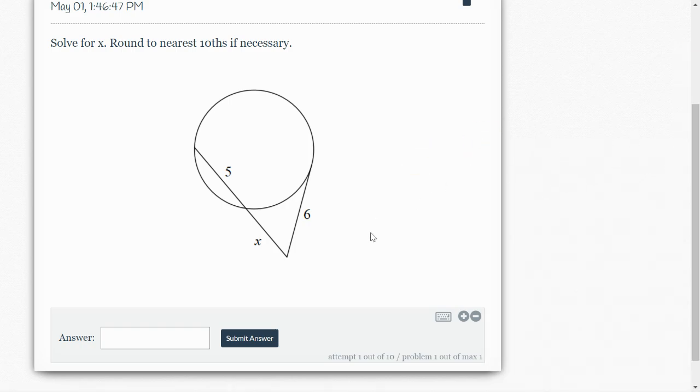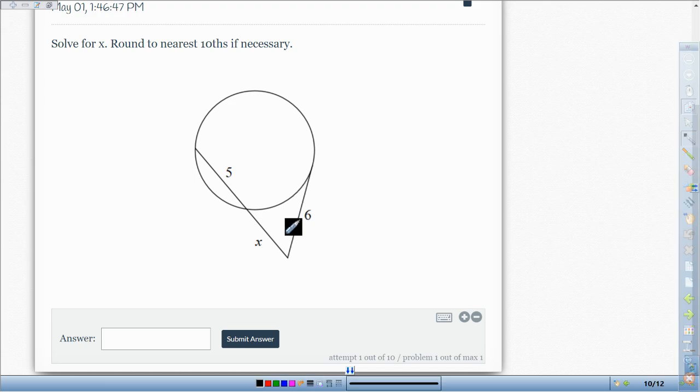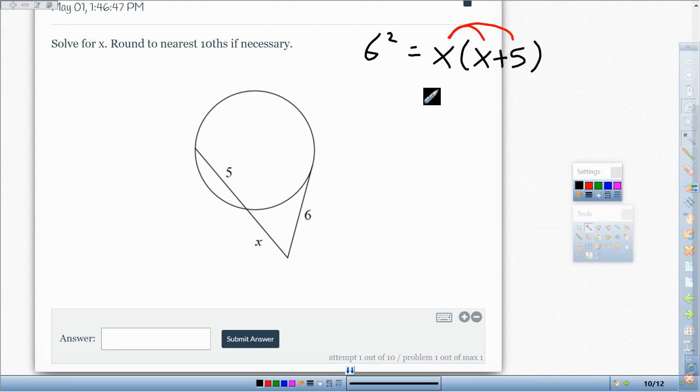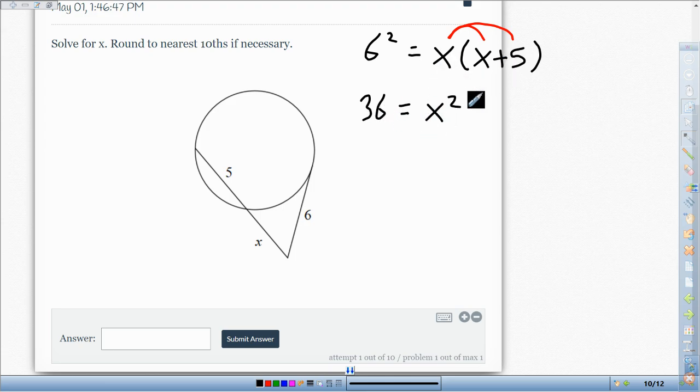Okay, so let's set it up. First thing, let's square our tangent line. So we got 6 squared. Okay, over on the other side, let's do our secant rule, outer segment times the entire line, x plus 5. All right, we'll do some simplifying here, or distribute the x, square 6 to get 36. x times x is x squared, x times 5, 5x.